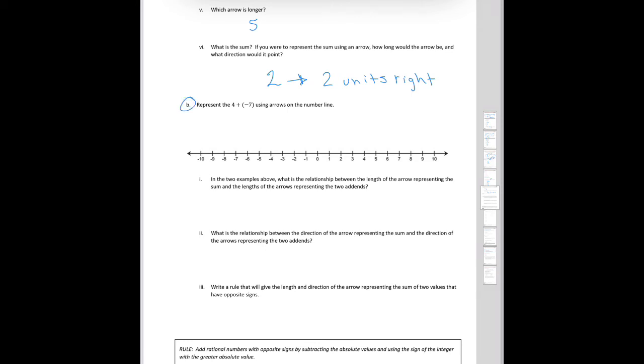One thing I always want you to remember is that when you are adding rational numbers with opposite signs, so a positive plus a negative, you are going to subtract the absolute values. Like the problem we just did, we would do 5 minus 3 and get 2, and use the sign of the integer with the greater absolute value. You make this positive because the 5 has the greater absolute value. You will apply that to B. Don't worry about this.